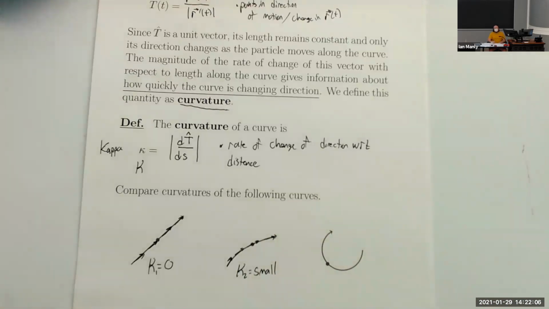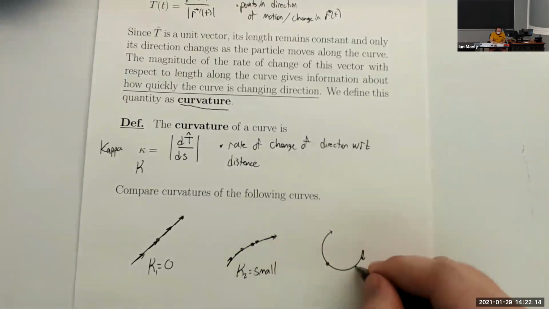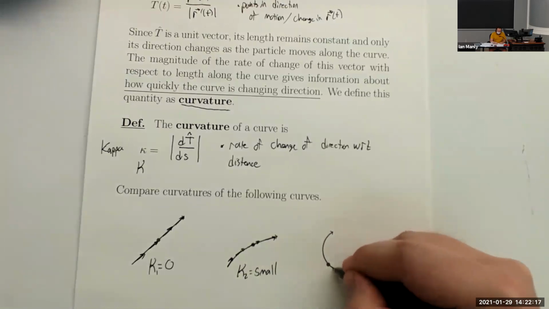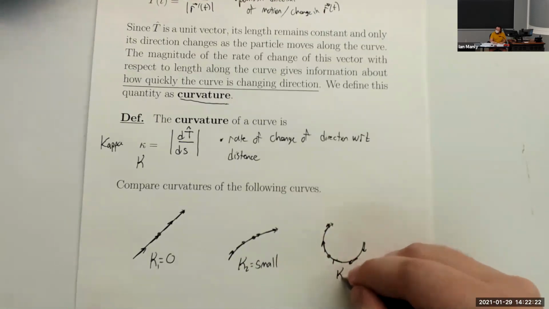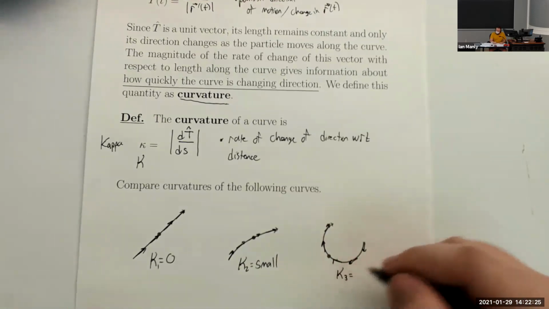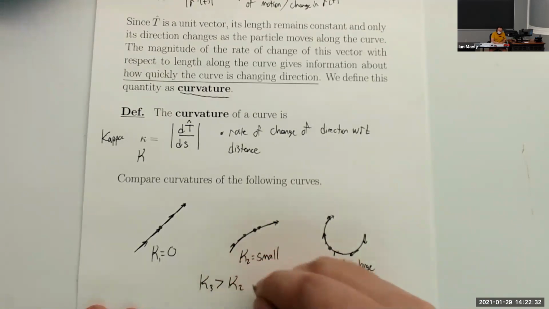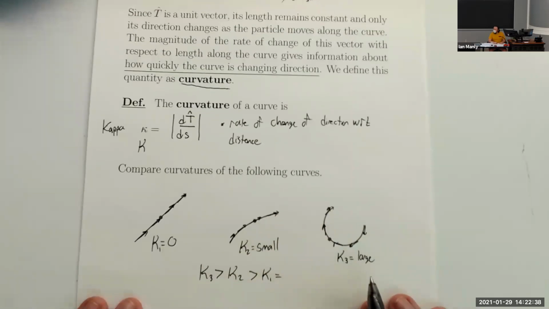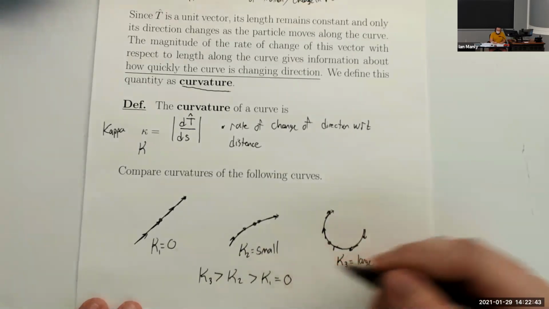We can't tell specifically what it's going to be without having a formula or something like that, but it's going to be relatively small. Now, if we look at this curve right here, we see that our tangent vector is changing relatively quickly as we move along. So for this one, which I'm going to call kappa 3, this is going to be large. So if we were to compare the size of these, kappa 3 is greater than kappa 2, is greater than kappa 1, and kappa 1 is the only one we know specifically right here. This is going to equal 0.